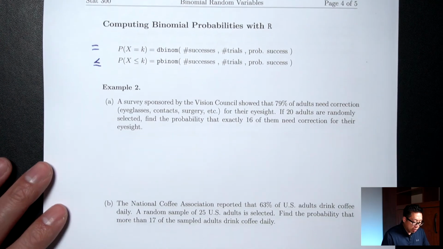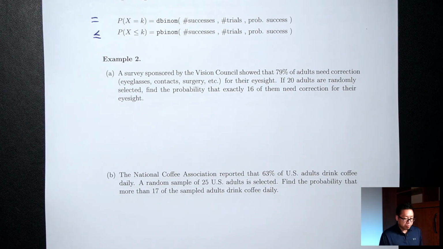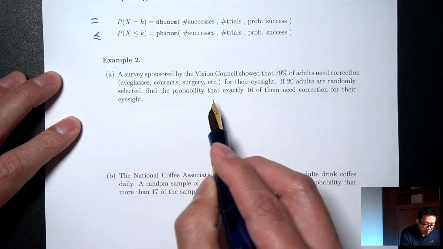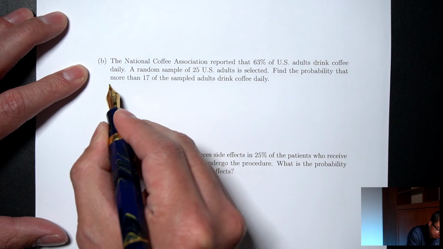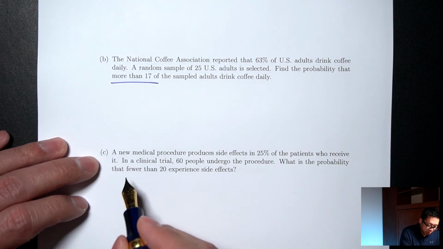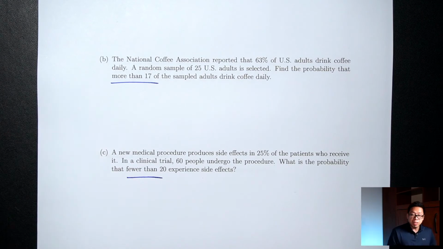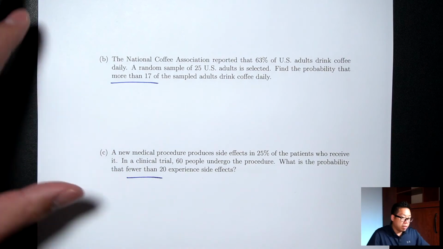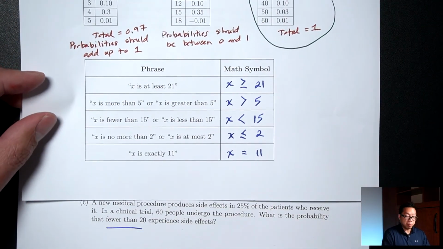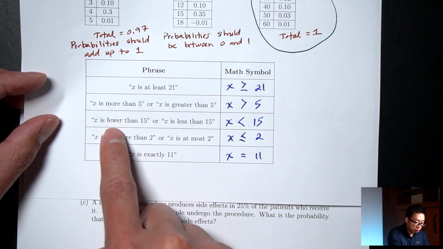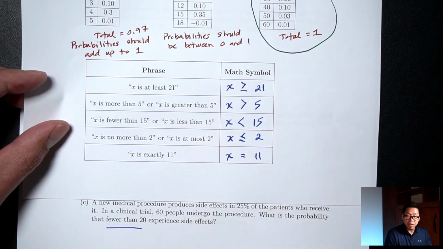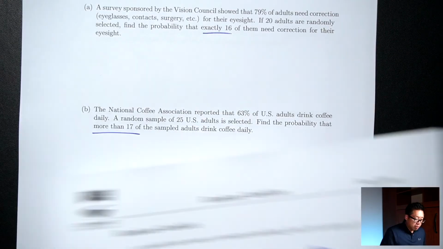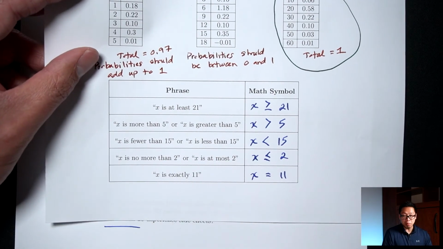So let me go through here and read what we're looking for. Part A, find a probability that exactly 16. Part B, find a probability that more than 17. Part C, find a probability that fewer than 20. These are phrases that we encountered in the last lecture. At the beginning of the last lecture, I talked about those common phrases: at least 21, more than 5, fewer than 15, no more than 2, exactly 11. And we talked about what that meant in math symbols. So if you need to, go back to that table.